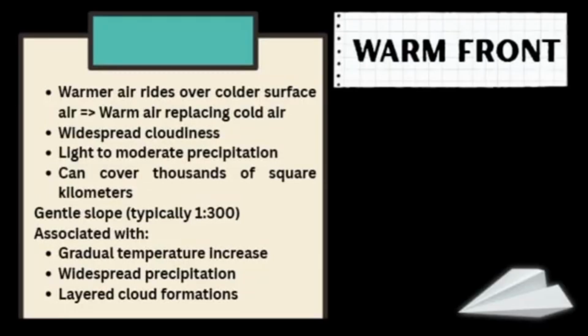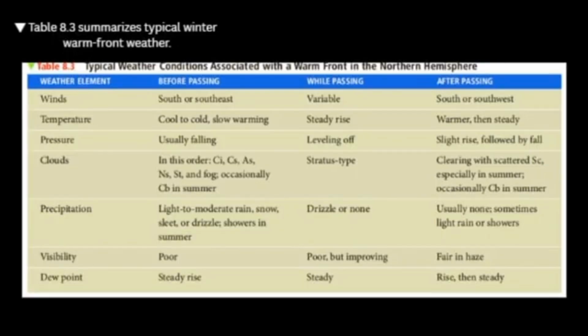Now, if we summarize the warm front, it happens when warm air advances over a retreating cold air mass. The warm air glides over the cold air, creating a gentle slope and widespread layered clouds. So, we have to expect light to moderate rain, snow, or freezing rain, sometimes well ahead of the actual front.